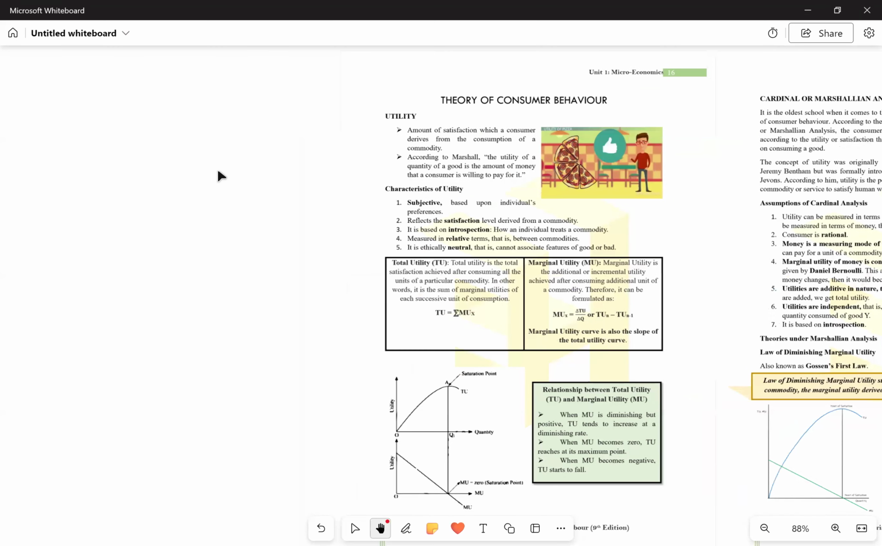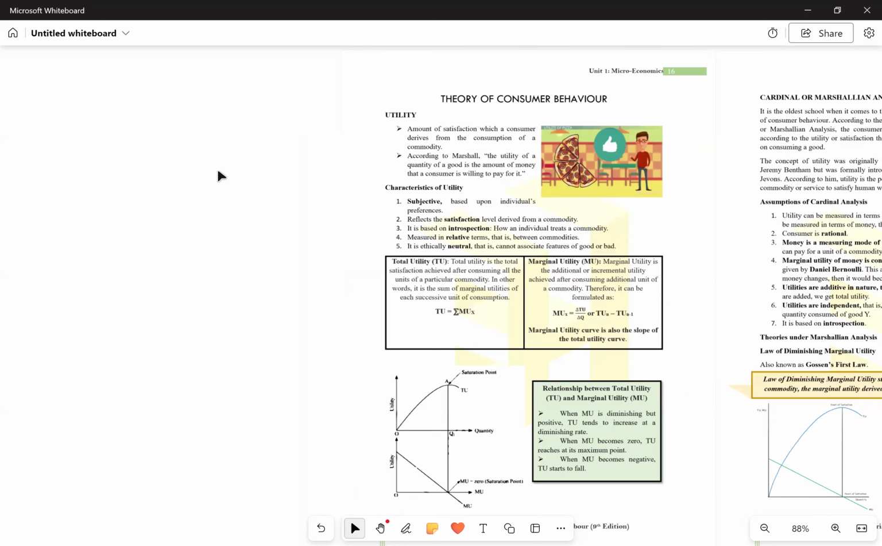Okay, now from now on, we've done our basics, like what is demand, elasticity of demand, and everything. But how is demand determined by the consumer choices, right? How does a consumer affect the overall demand in the market? That is what we are going to study in the theory of consumer behavior.